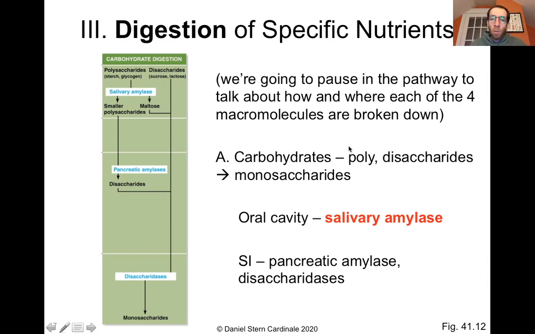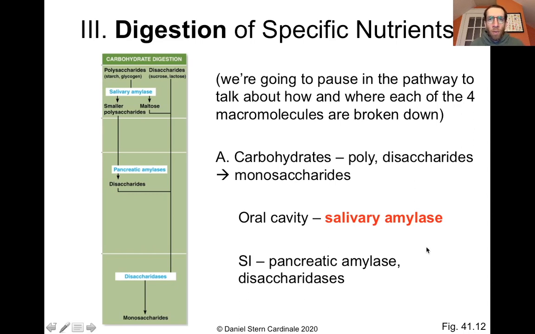For these molecules, we start with polysaccharides and disaccharides and break them down into monosaccharides. This occurs in the oral cavity via salivary amylases that we already talked about. And it also occurs in the small intestine, that's what SI stands for, via pancreatic amylases and disaccharidases. So these amylases are breaking down your bigger polysaccharides into smaller ones, ultimately to disaccharides, and then your disaccharidases are the enzymes that are breaking down those disaccharides into monosaccharides.